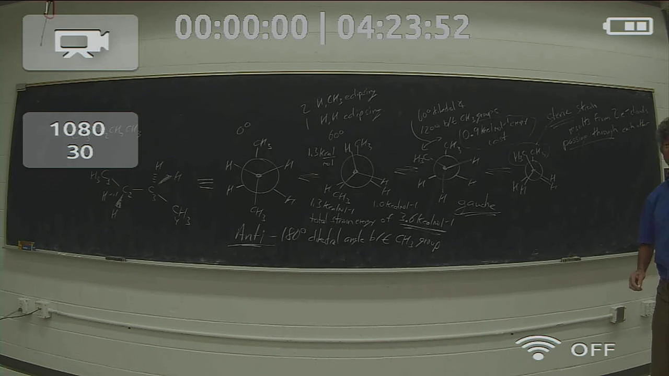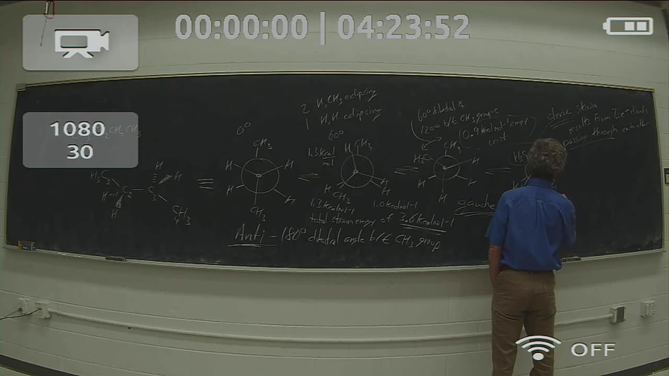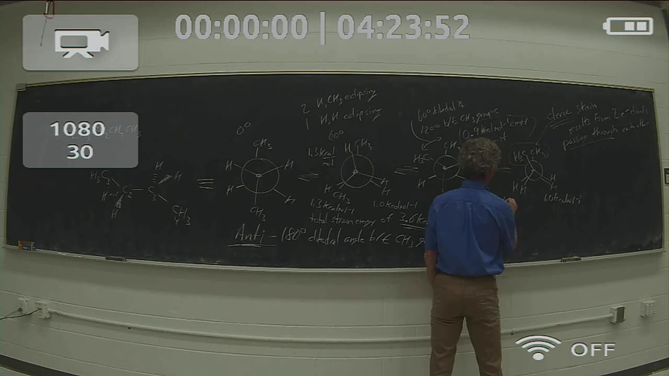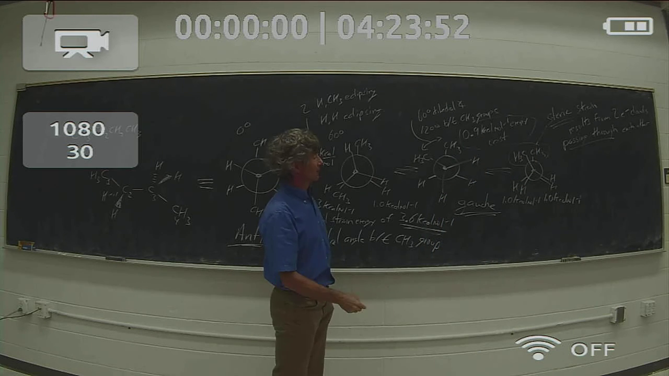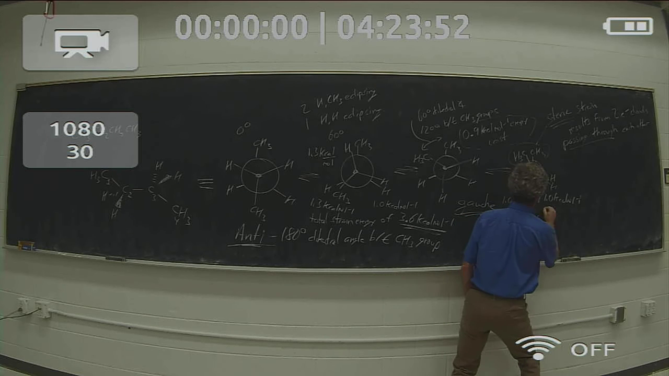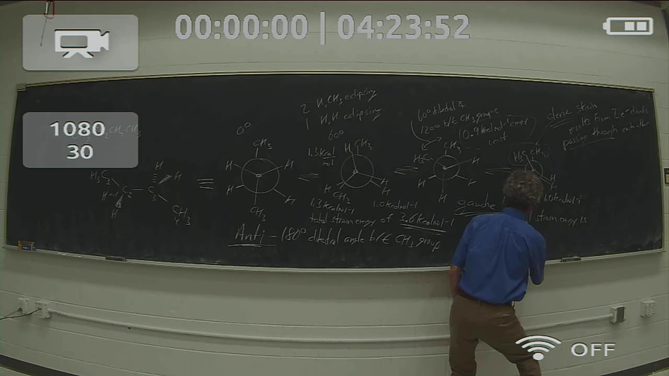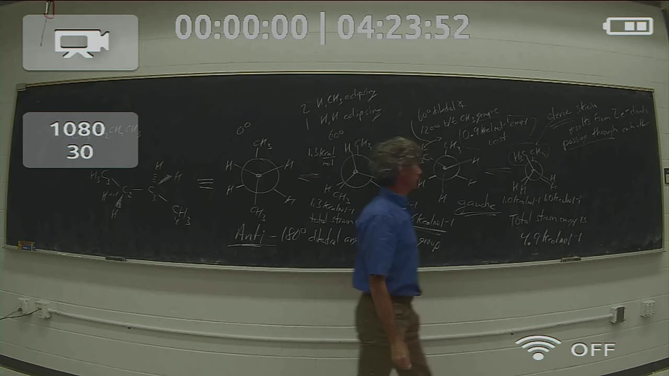And that's a significantly larger amount of strain than you would get from a mere torsional strain. So we still have approximately 1.0 kilocalories per mole here for the hydrogen over hydrogen eclipsing, and we have approximately 1.0 kilocalories per mole here for the other hydrogen eclipsing. But the total strain energy for this molecule is actually 4.9 kilocalories per mole.